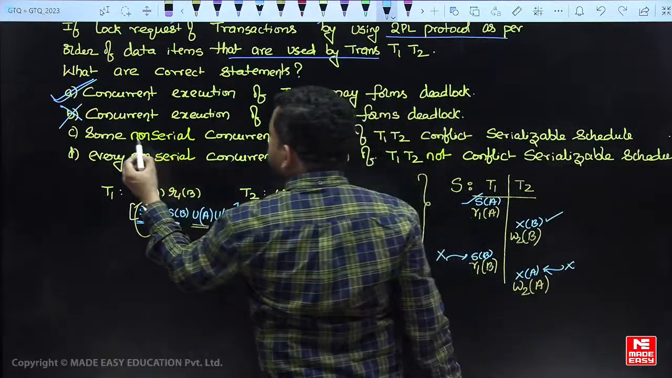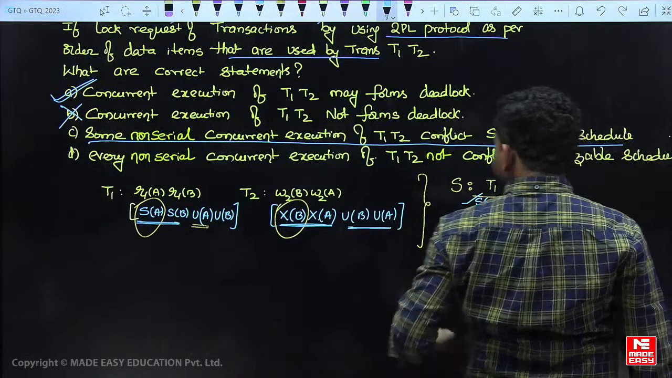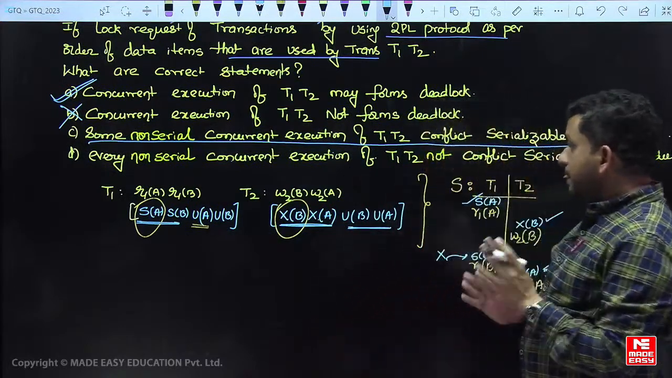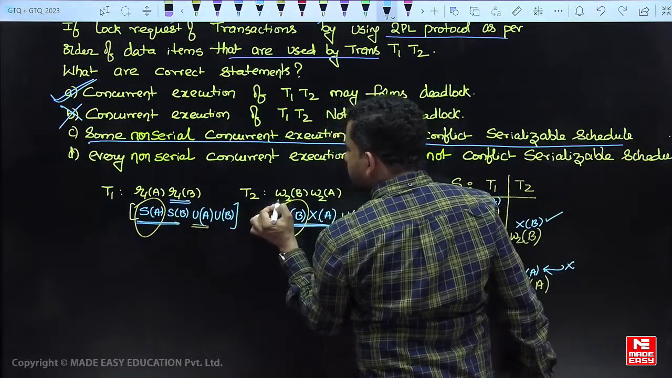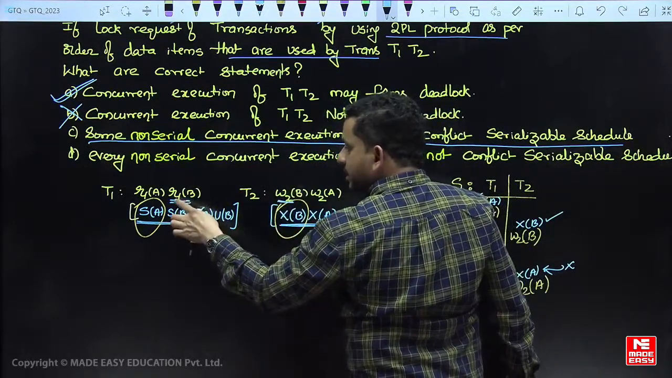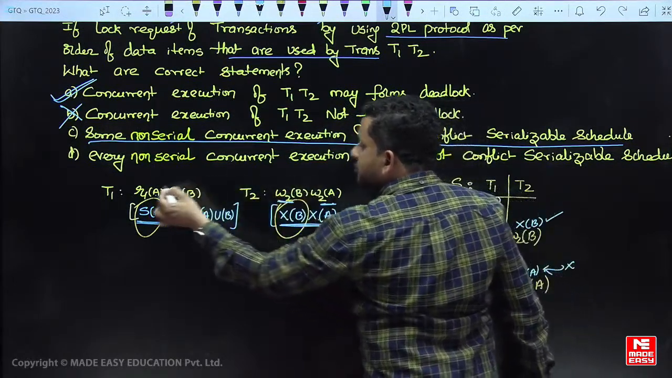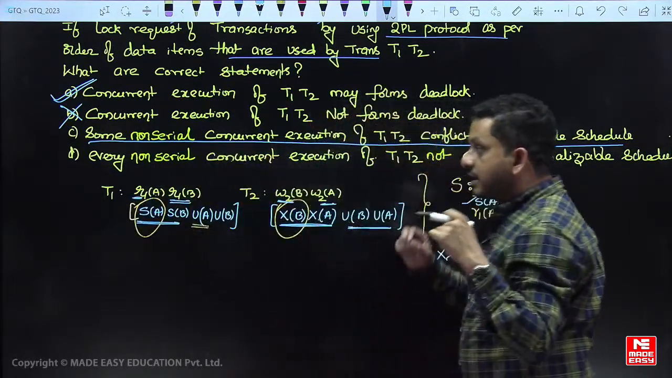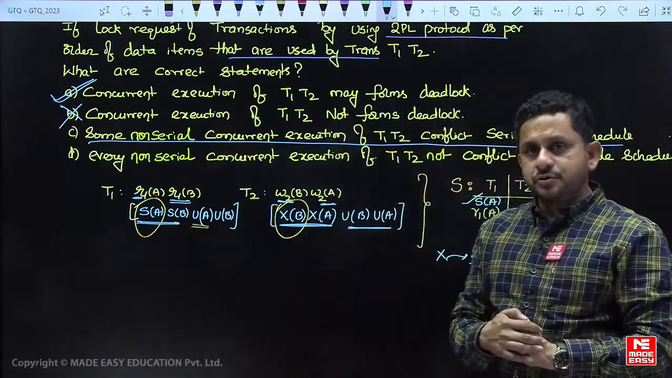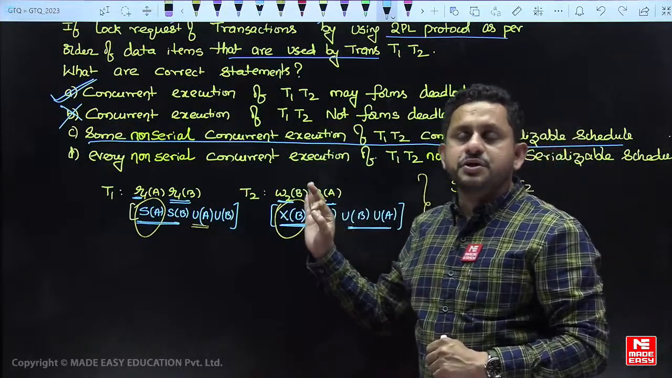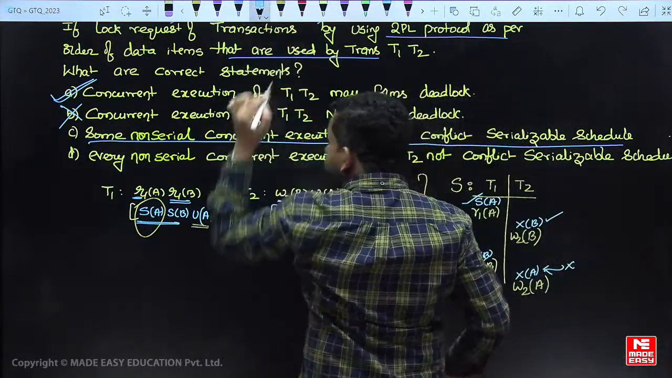Okay, now consider whether some non-serial schedule is a conflict serializable schedule. See here, the last operation of T1 and the first operation of T2 conflict, read B and write B, and the last operation of T2 and the first operation of T1 conflict. In that case, none of the non-serial schedules is conflict serializable.